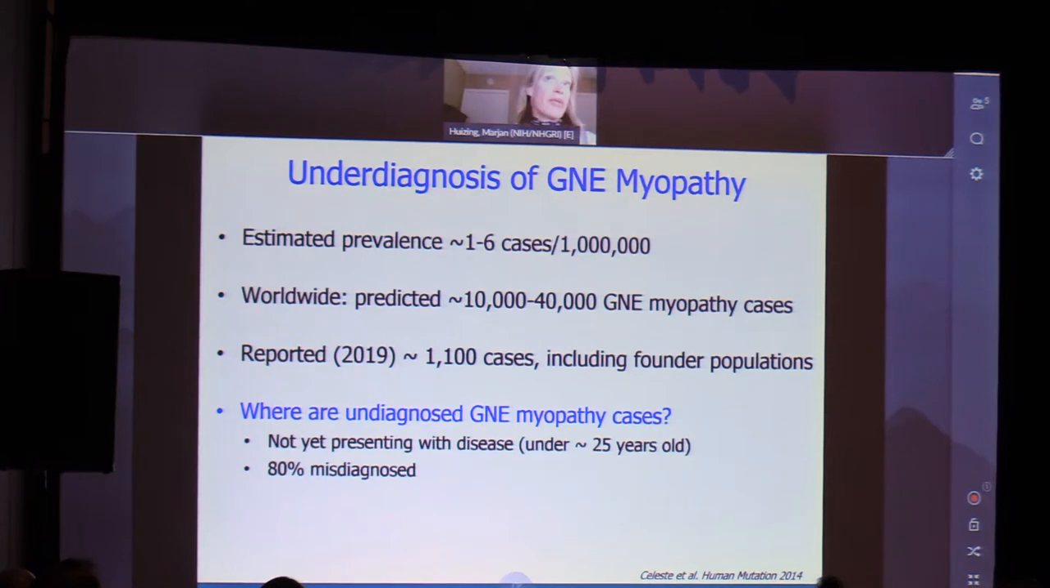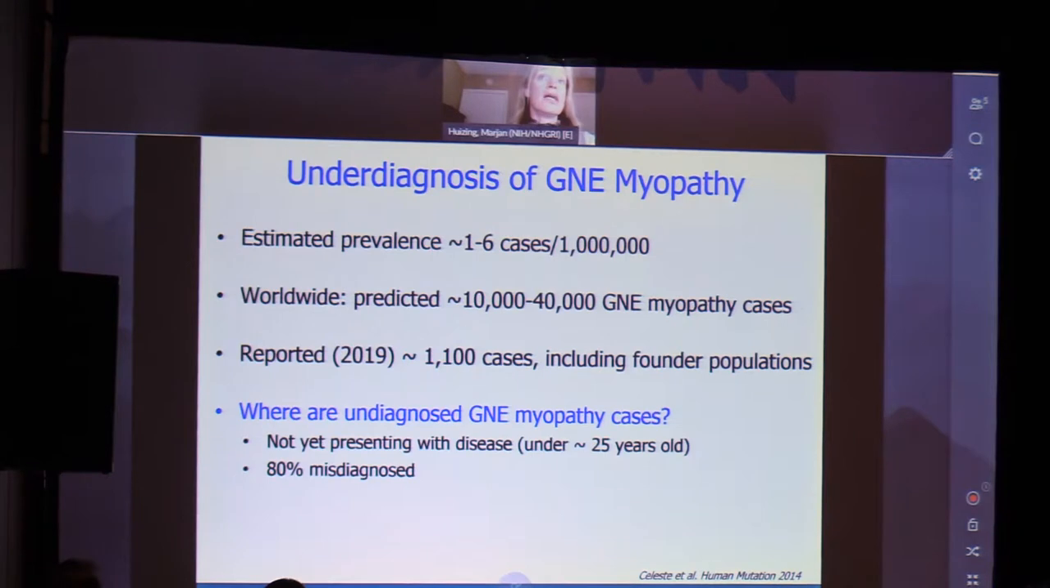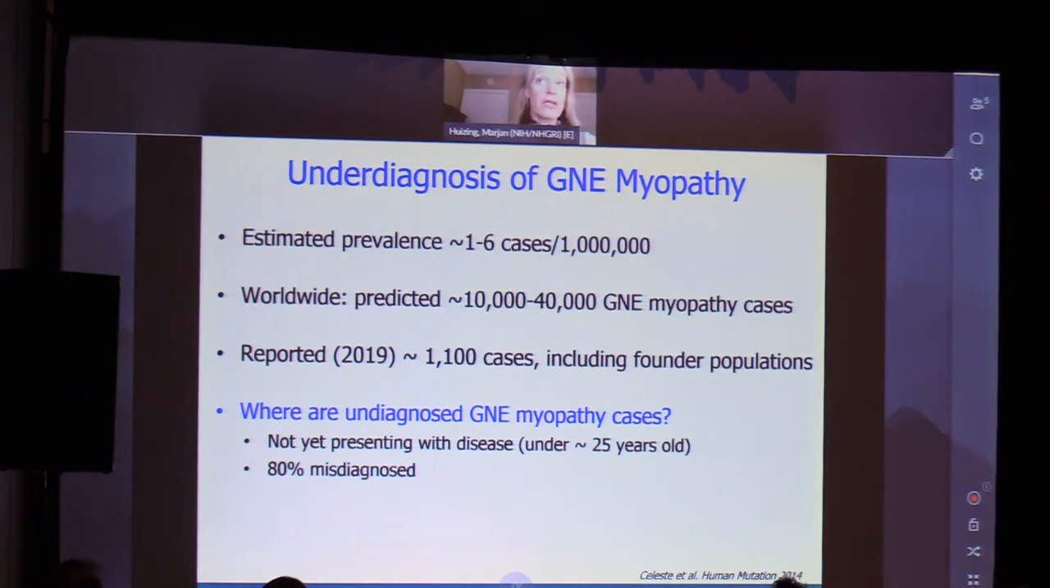Then a little bit about the prevalence of the disease. The prevalence of GNE myopathy, based on mutation databases, is at least 6 in a million. But let's say it's between 1 and 6 in a million people. That means that worldwide, there should be about 10,000 to 40,000 GNE myopathy cases. Currently, there are about 1,100 cases published in the literature, including the founder population. So where are the other 9,000 to 39,000 GNE myopathy cases?